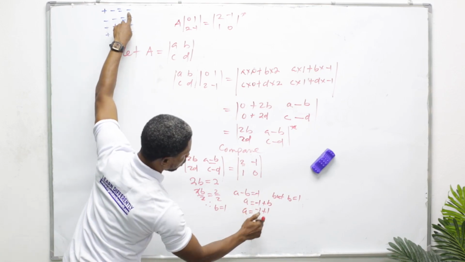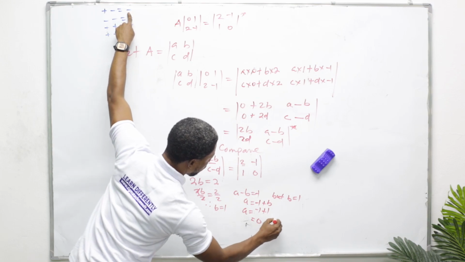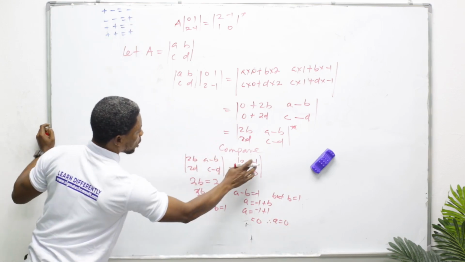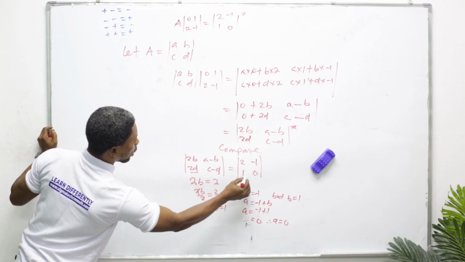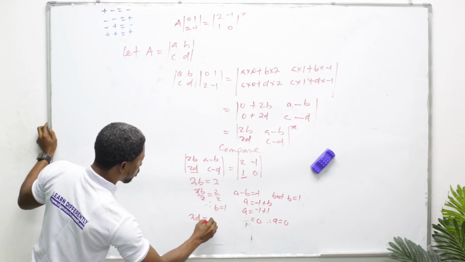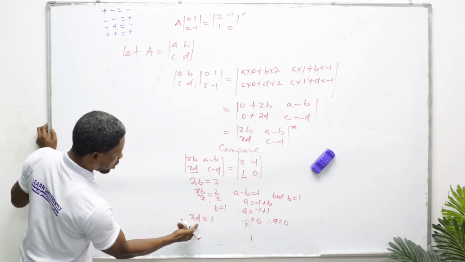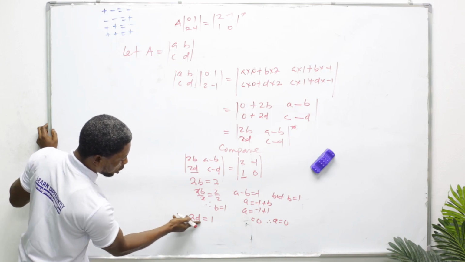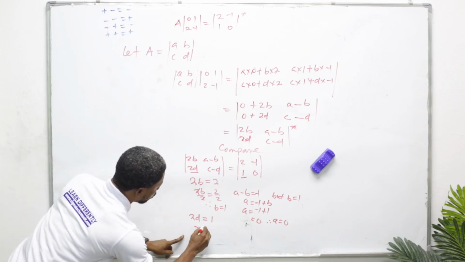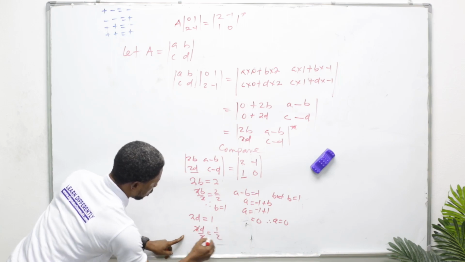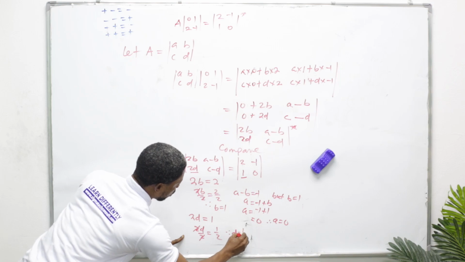So this minus this is already what? 0. Therefore, a is equal to 0. Now, we are done with that. This against this, we now have 2d equals 1. Divide both sides by 2, to remove this 2, divide both sides by the coefficient of d. That means I'm going to have 2d divided by 2, and 1 divided by 2. This will cancel this. Therefore, my d is equal to what?